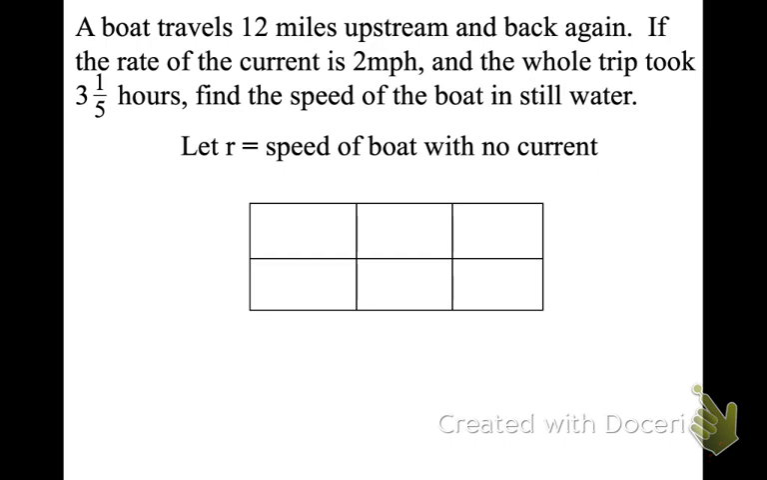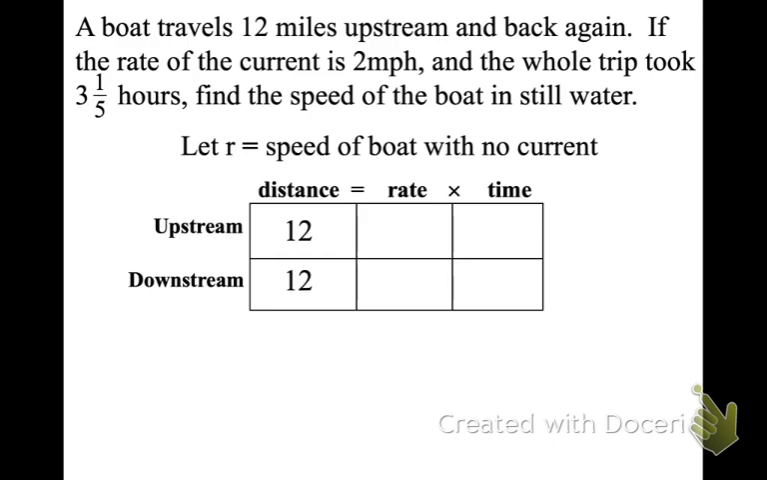So when I label it rate times time, I'm going upstream and downstream. I don't know why they set it up like this backwards, but it's fine. It doesn't matter. We're going 12 as my distance, and I know it's going to be for both. And it says the whole trip took 3 1/5 hours, if the rate of the current is 2 miles per hour. So we have the rate of the boat and the rate of the current.